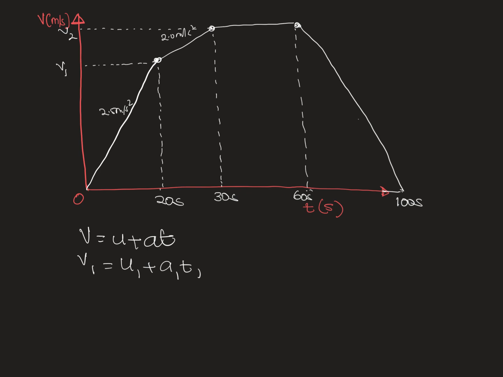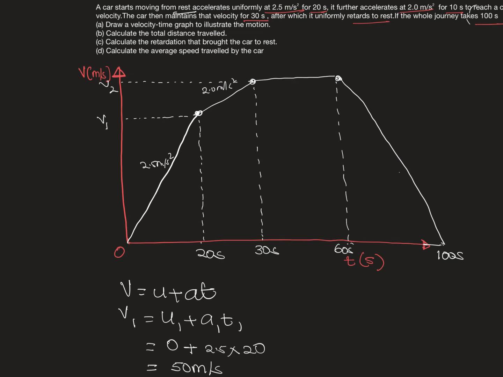So v1 equals u1, and since the car starts from rest, the initial velocity will be 0, plus the first acceleration, 2.5, and in how many seconds was that covered? 20 seconds. So what are we going to have as v1? If you calculate that, v1 will be 50 meters per second. So instead of writing v1, I can just go directly and indicate 50 meters per second there.